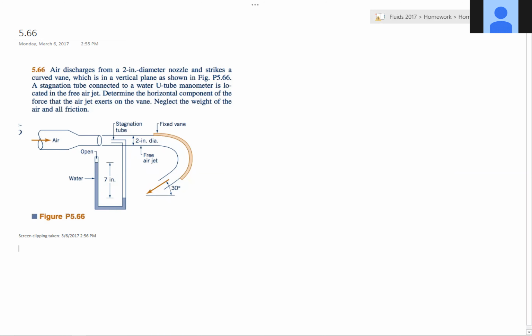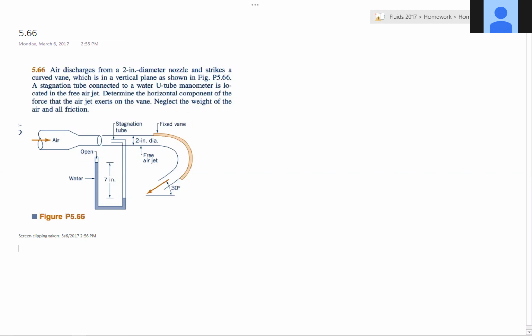Neglect the weight of the air, okay? And all friction. So why did they say neglect friction? More than that, Bernoulli, exactly.